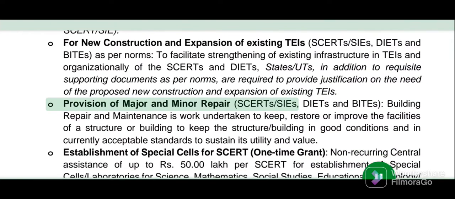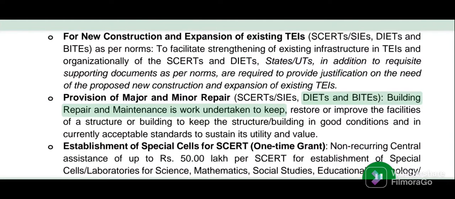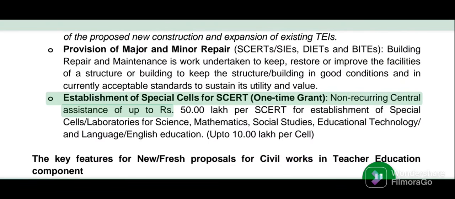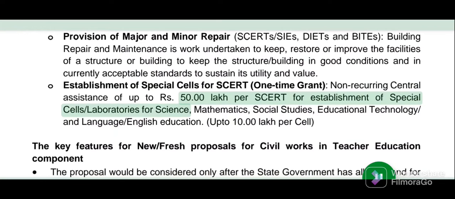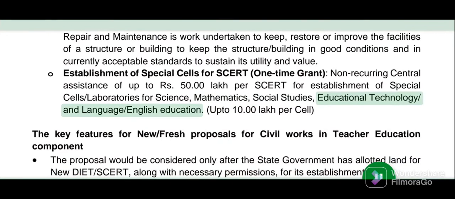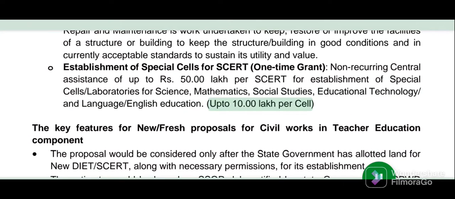Four, provision for major and minor repair of SCERTs, CTEs, DIETs and BITEs: building repair and maintenance is work undertaken to keep, restore, or improve the facilities of a structure or building, to keep the structure in good condition and in currently acceptable standards to sustain its utility and value. Five, establishment of special cells for SCERT, a one-time grant, non-recurring central assistance of up to Rs. 50.00 lakh per SCERT for establishment of special cells, laboratories for science, mathematics, social studies, educational technology and English language education. Up to Rs. 10.00 lakh per cell.